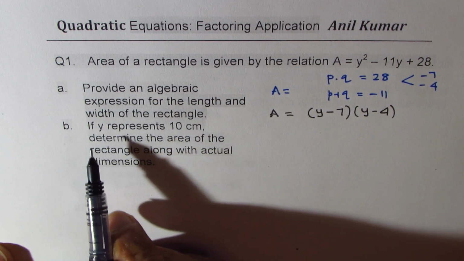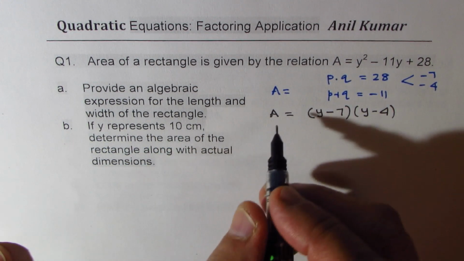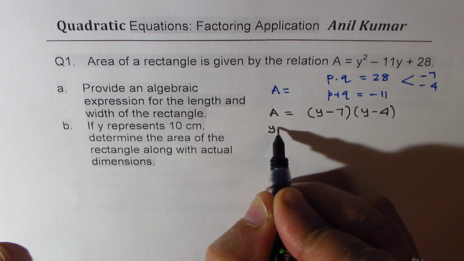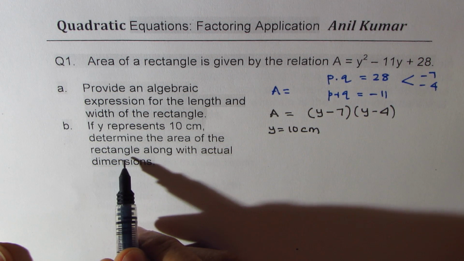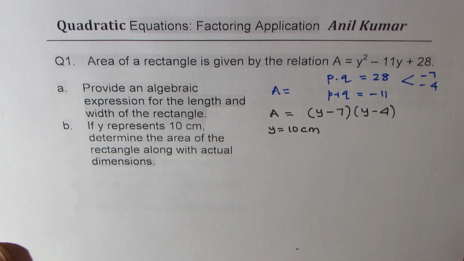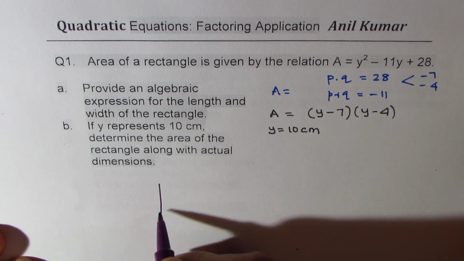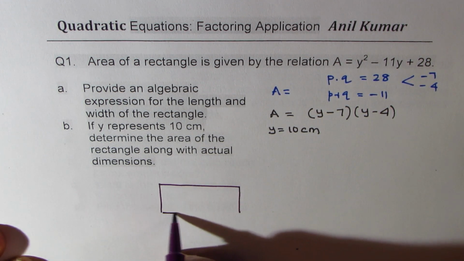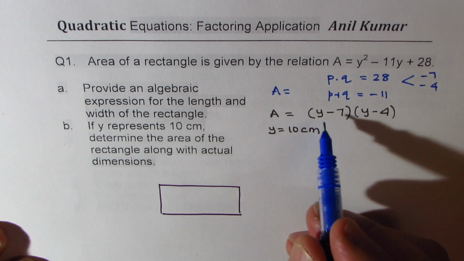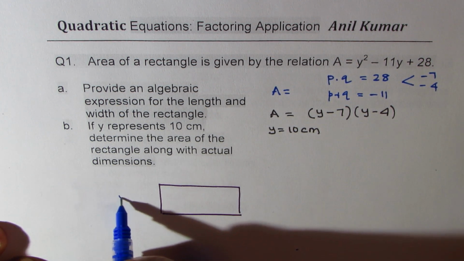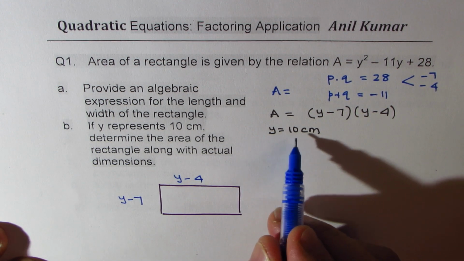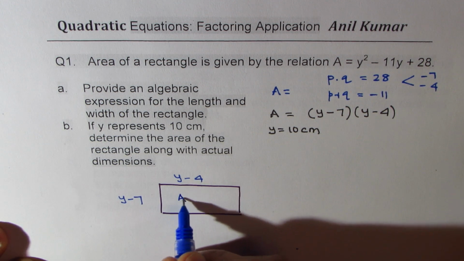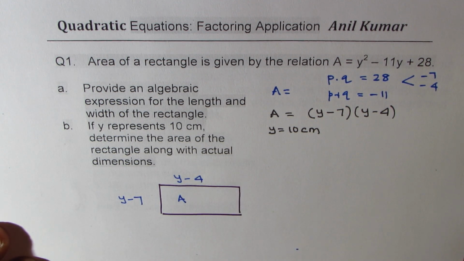Done? If y represents 10 centimeters, that is to say y equals 10 centimeters, determine the area of the rectangle along with the actual dimensions. That really means we are talking about this rectangle, and the sides are these factored sides, which are y minus 7 and y minus 4. So when y is 10, we have to provide the area and also these dimensions. You get an idea, right?